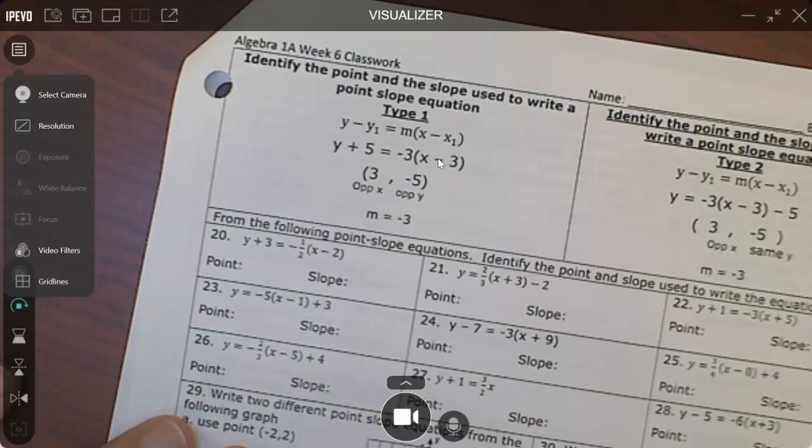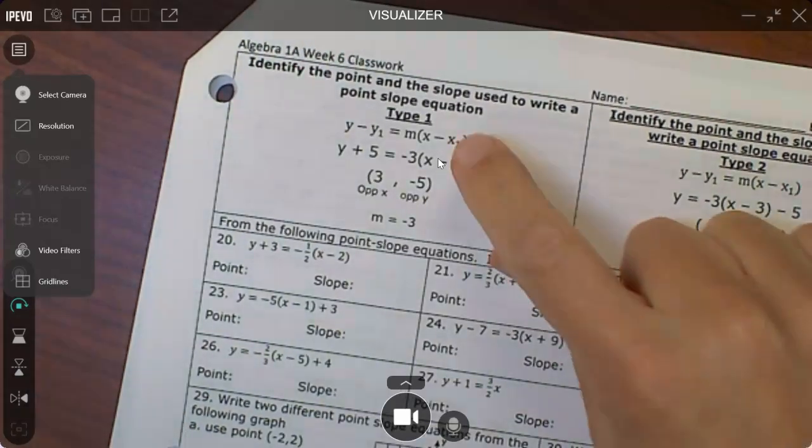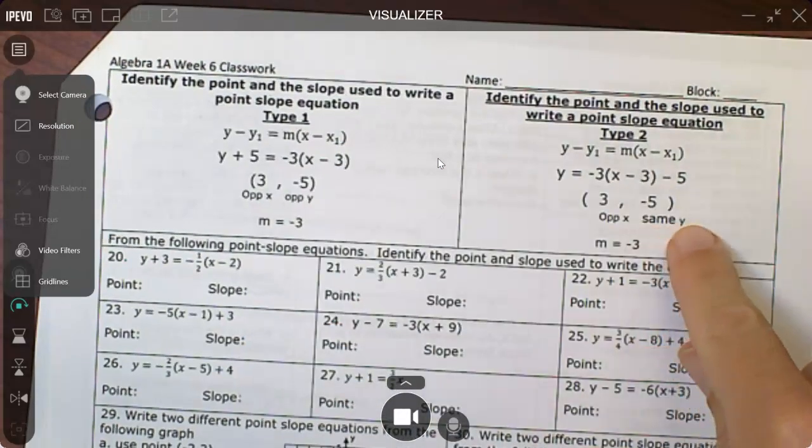Okay, so there's 2 types of point slope. This is type 1.